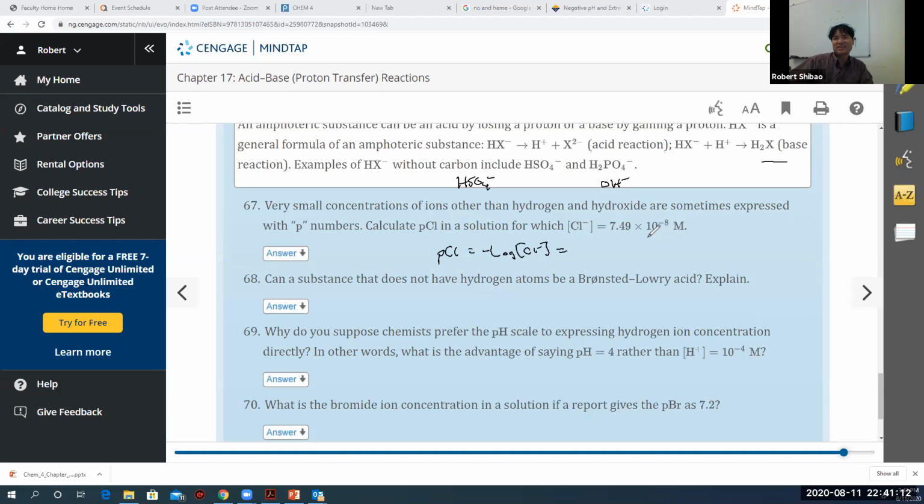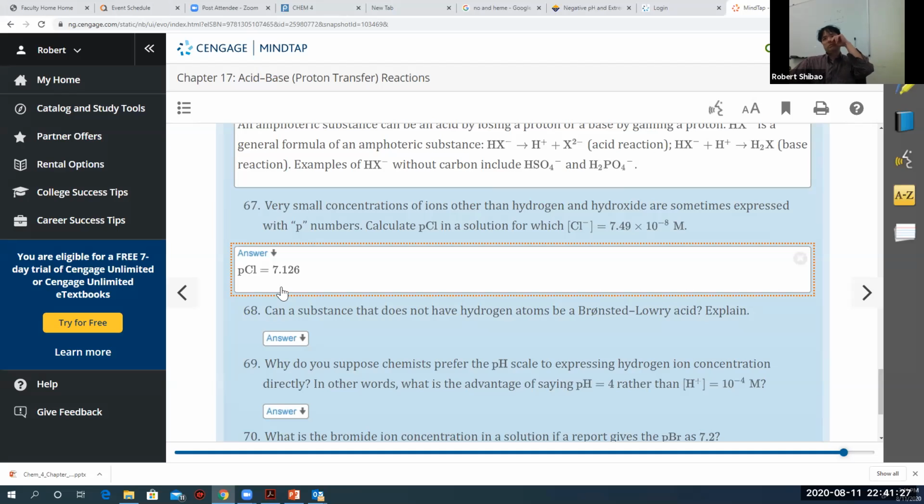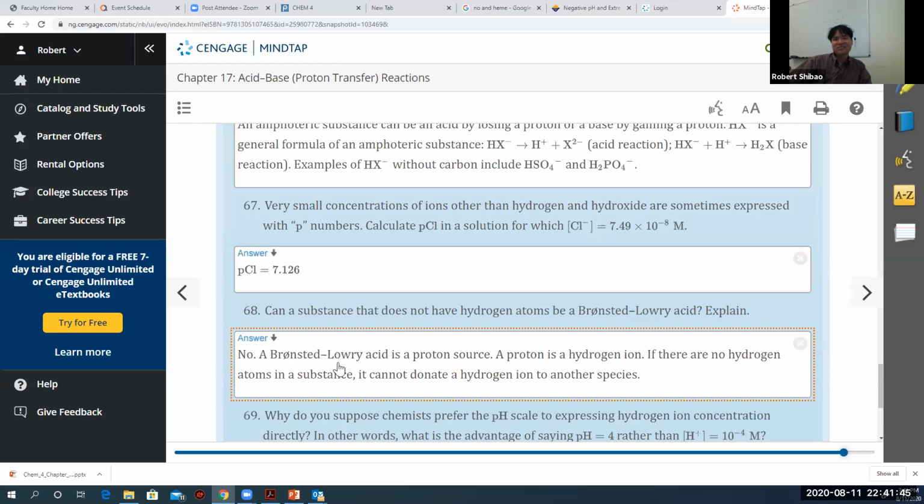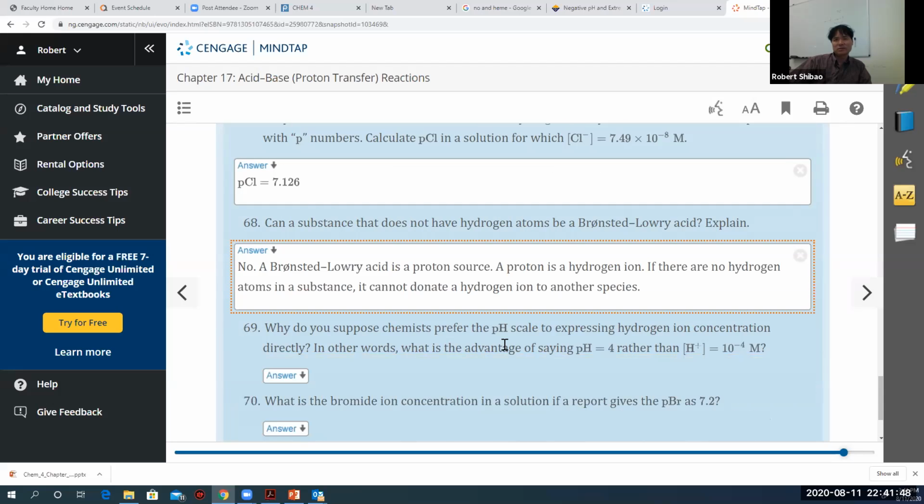This is going to be around 8. 8 to 7, 7 to 8. It's a 7 point something. Yeah, 7.126. We could just punch it in the calculator. We could get that. Can a substance that does not have hydrogen ions be a Bronsted-Lowry acid? No, Bronsted-Lowry acids are hydrogen donors, so no, it can't. No, Bronsted-Lowry acids are proton donors.